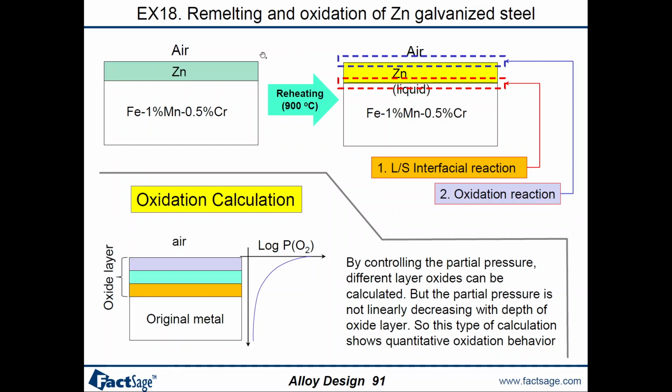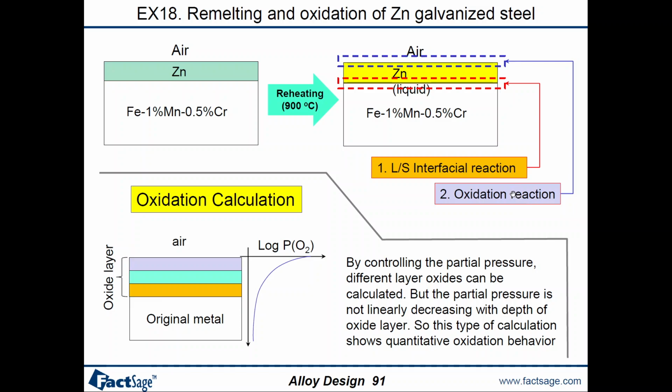Now, during reheating of this galvanized steel at 900 degrees centigrade, this reheating temperature is way above the melting point of zinc, which is around 420 degrees centigrade. So, zinc liquefies at this high temperature, and while zinc liquefies, at the interface between solid steel and liquid zinc, there is interfacial reaction, and in the interface of liquid zinc and the atmospheric air, there is oxidation reaction.